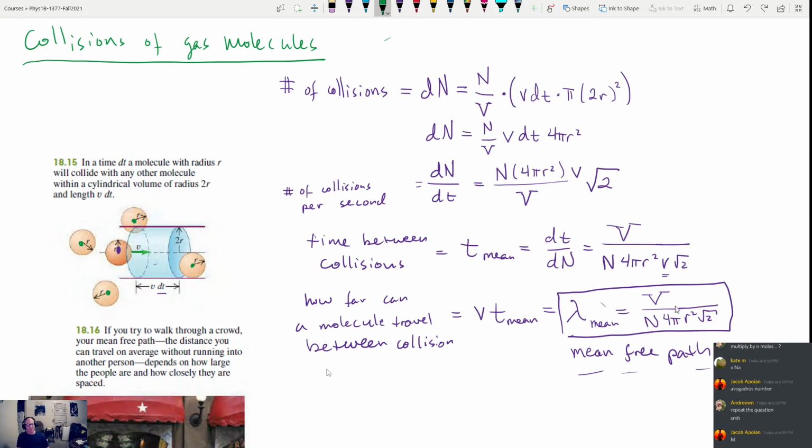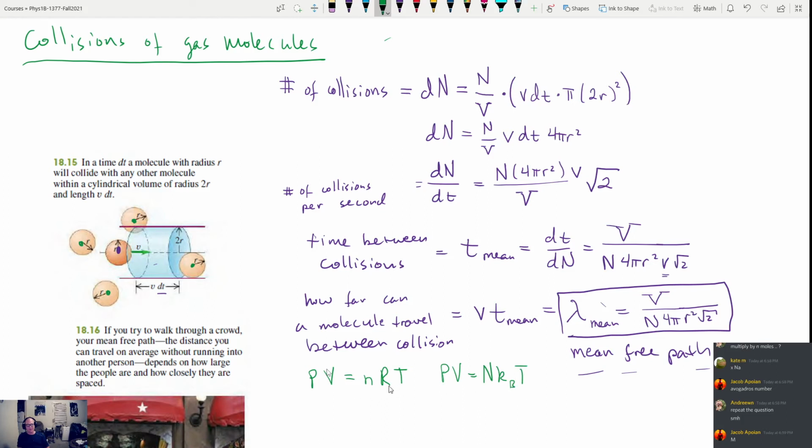We can write this in a slightly different way. We can put pressure and temperature in there if we want to. And the way that we can do that is by considering the fact that we have these two versions of the ideal gas law. One of them is PV is equal to nRT. The other one is PV is equal to, I don't know if we've talked about this one yet, I think we have, N times the Boltzmann constant times T.